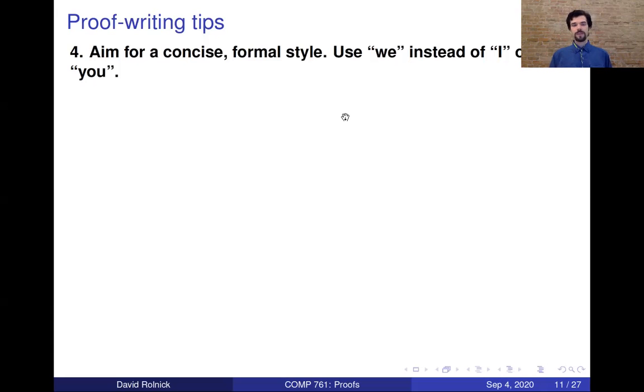Style of proof writing. There is a particular style which you will get to learn. It's a concise and formal style. There are various kinds of language that are typically associated with proofs. I don't really know why. One of them is using we instead of I or you. So you don't have to say, I define this to be. You can say, we define this to be.